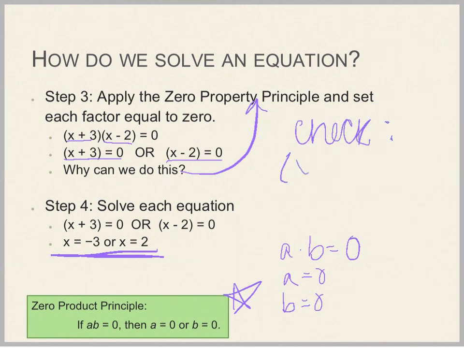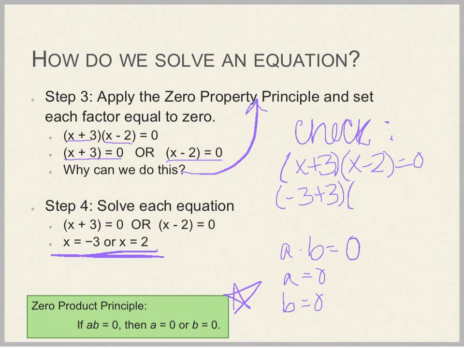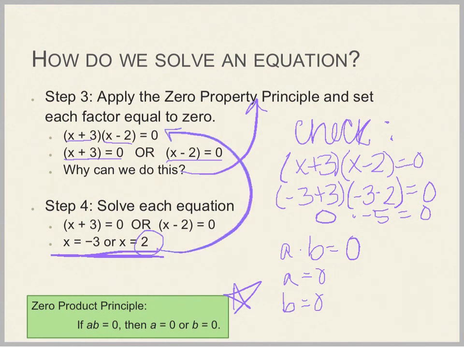We can check it in our factored form of (x plus 3) times (x minus 2) equals 0. And we can easily see that negative 3 plus 3 times negative 3 minus 2 equals 0, because that would equal 0 times negative 5. Likewise, in plugging 2 into that factored form, we can see that 2 minus 2 equals 0, making the entire equation 0.